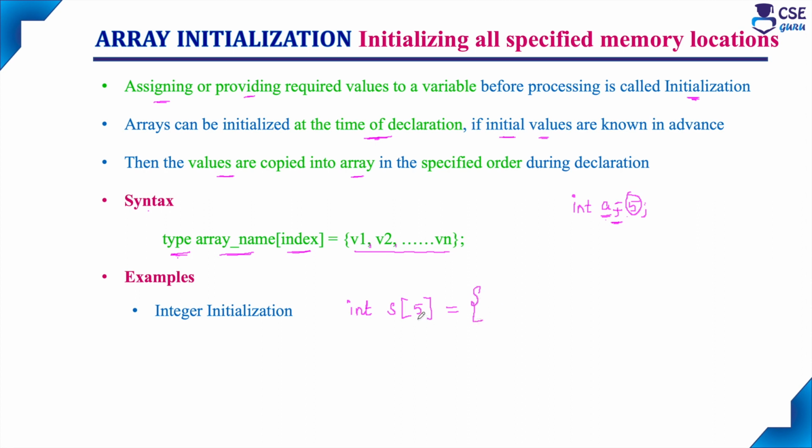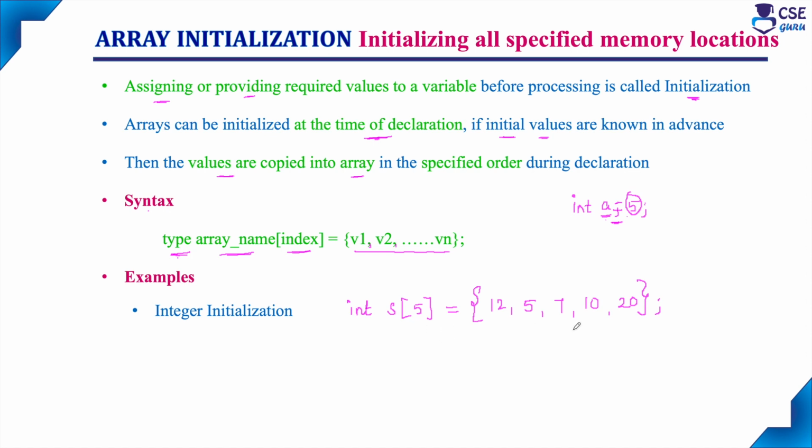So how many elements are required? Starting from 0 to 4, so totally 5 elements are required. Any integer value we can give: 12, 5, 7, 10, and 20. So totally 5 elements we have assigned.